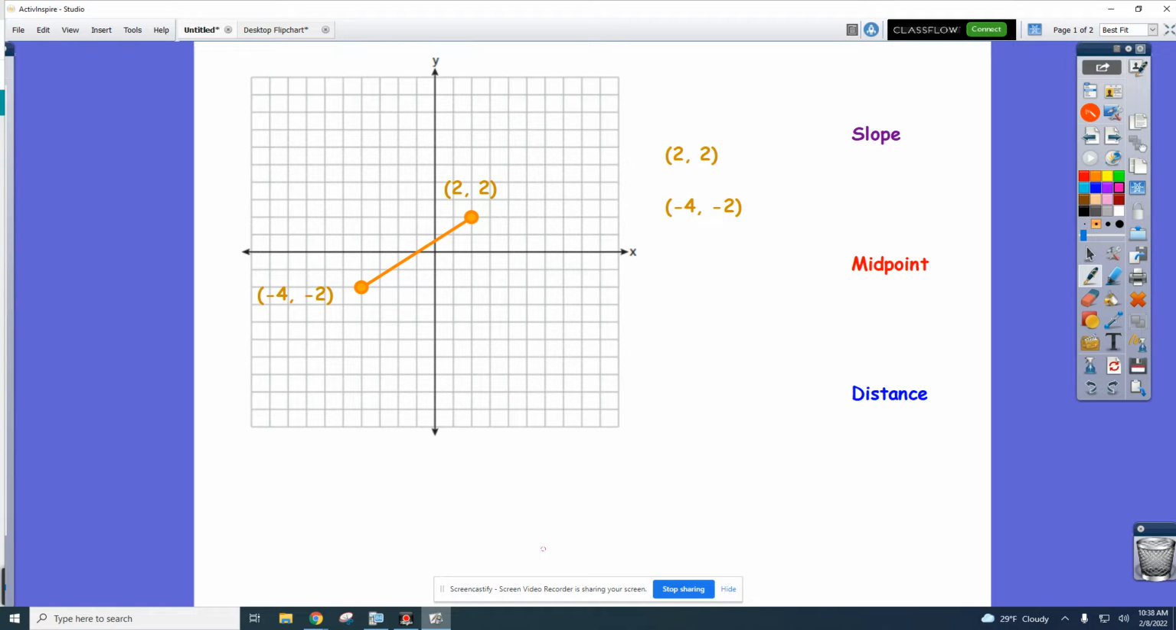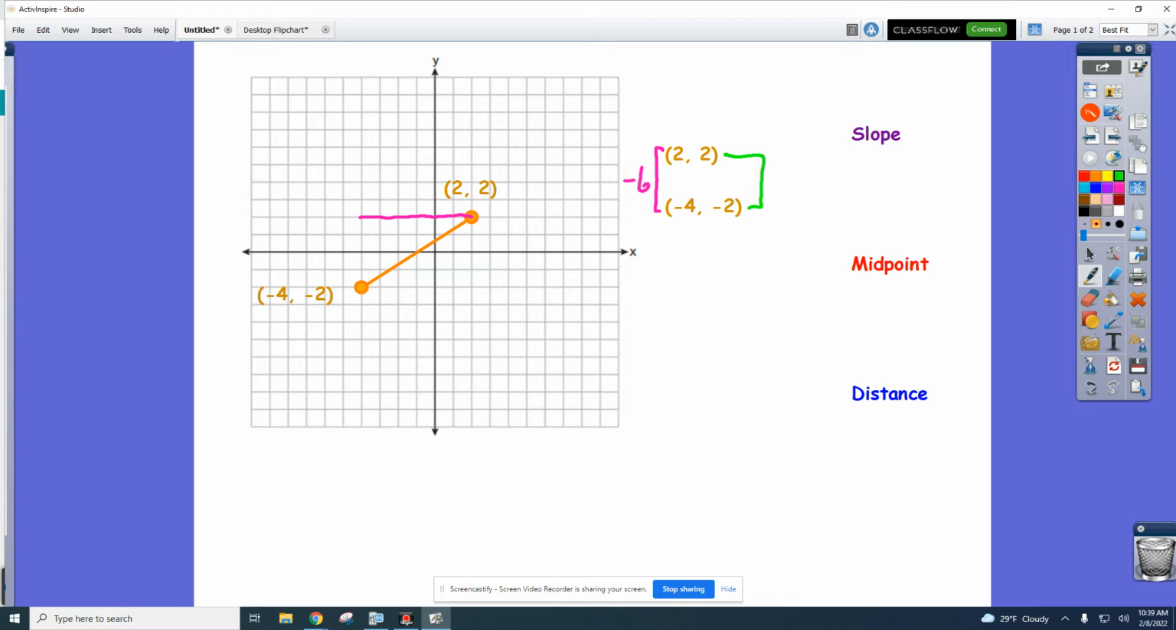Okay, I want to give you some of the background of what's going on when we actually do these calculations. So I have 2 points, 2 comma 2, and negative 4 comma 2. I'm sorry, negative 4 comma negative 2. Let's start with slope. So when we do this thing and we say, okay, 2 to negative 4, what we're actually doing, that's the x value. So we're going from here to here. And how far is that? It's down 6.